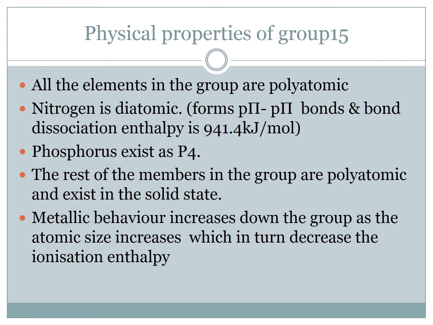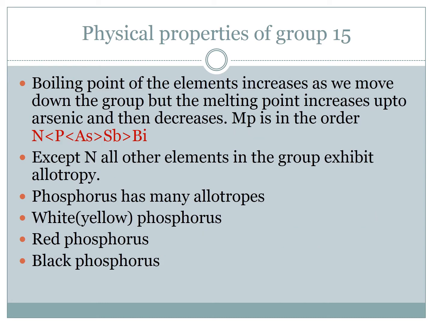Phosphorus, on the other hand, exists as P4. The rest of the members are also polyatomic. Down the group the metallic behavior increases as the atomic size increases, and there is a decrease in the ionization enthalpy. Coming to the boiling points, boiling points generally increase down the group. But when we check the melting points, it increases up to arsenic and then decreases.